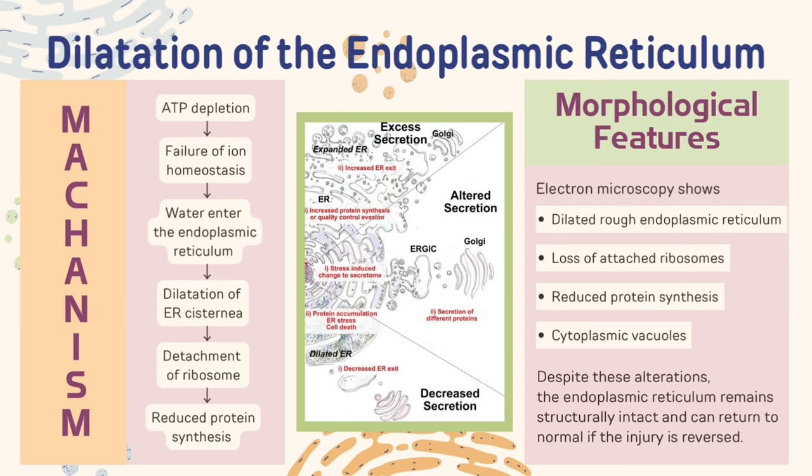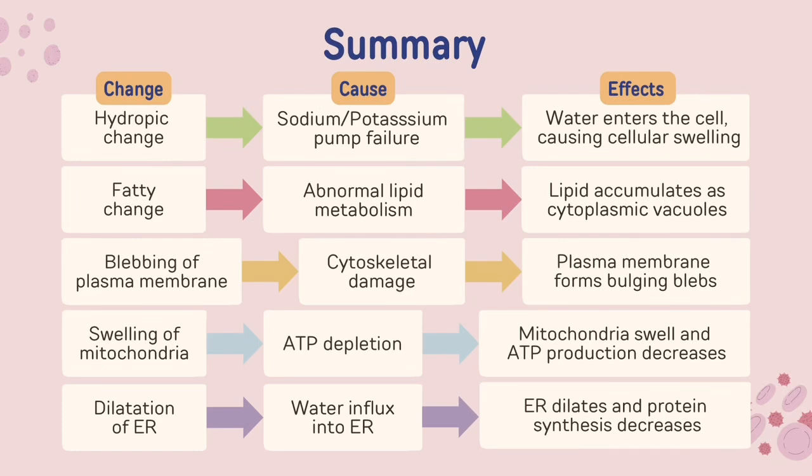Overall, reversible cell injury occurs when cells are damaged by harmful conditions such as hypoxia, ischemia, or toxic substances. However, the damage is still mild, so the cell can recover if the cause is removed in time. The hallmark of reversible cell injury is hydropic change or cellular swelling. This happens due to ATP decrease, causing failure of the sodium-potassium pump and leading to water accumulation inside the cell.